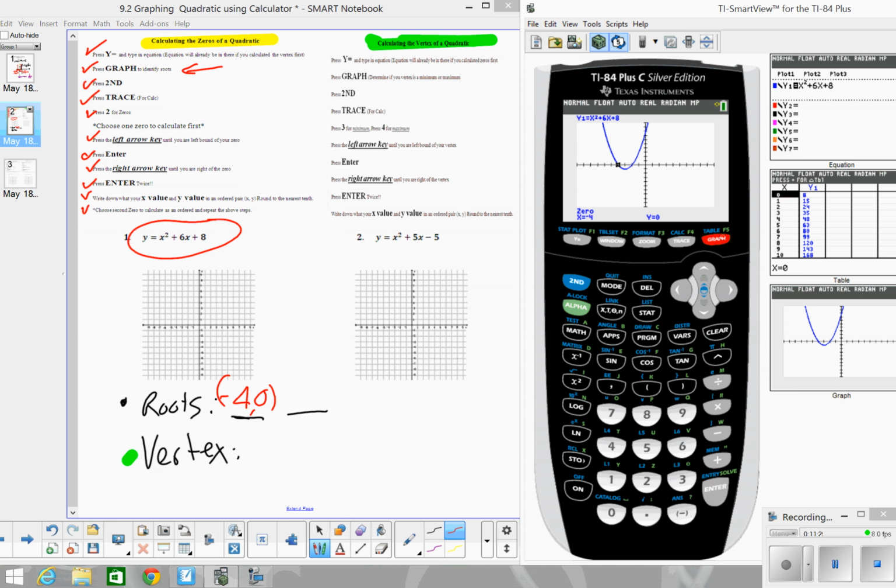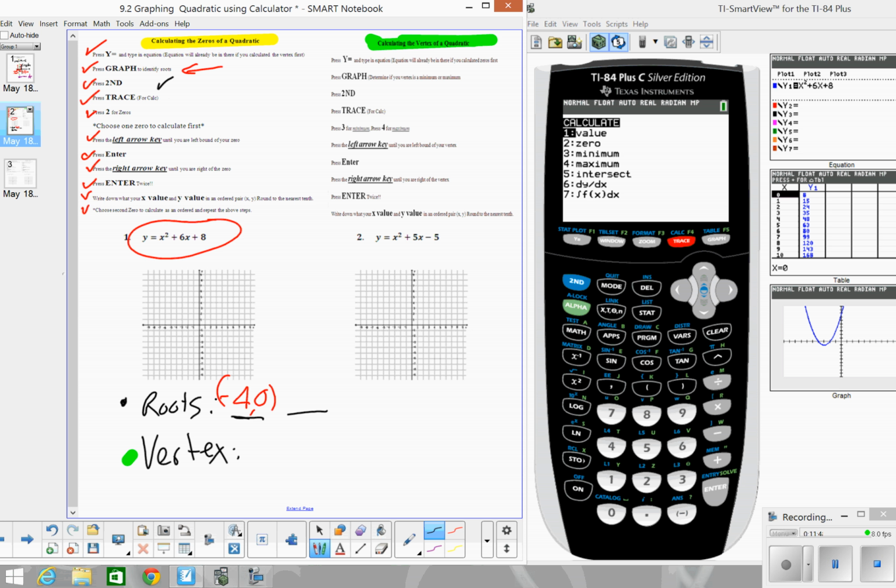So if I go back to graph, it's just going to give me my graph again, right? So now I need to hit second, then trace, which is for calc. Good, same thing, I want zeros. So I'm going to go ahead and plug in either 2 or hit zeros. I'm just going to press 2.